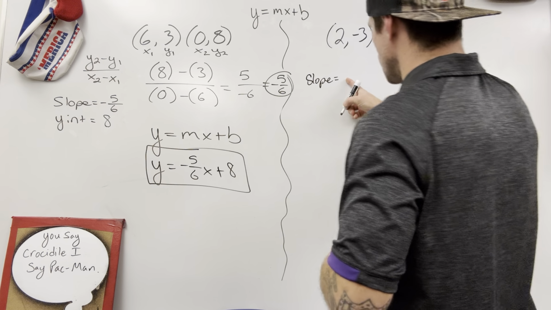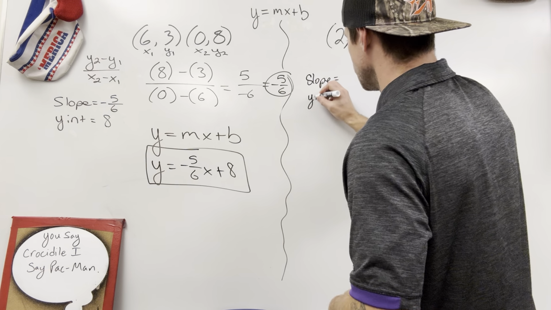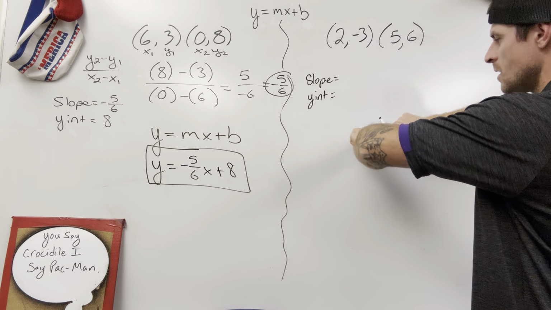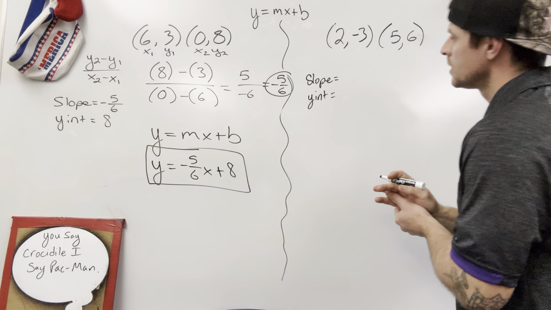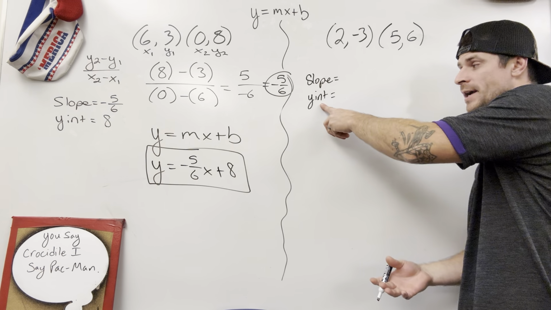Once we figure it out, we'll copy it down so we have it tracked. I'm going to write down y-intercept. And again, once I figure that out, we'll write it down. And then once we get the 2 pieces of information, we're going to write this bad boy out. So we're going to find the slope first. We need the slope in order to find the y-intercept.